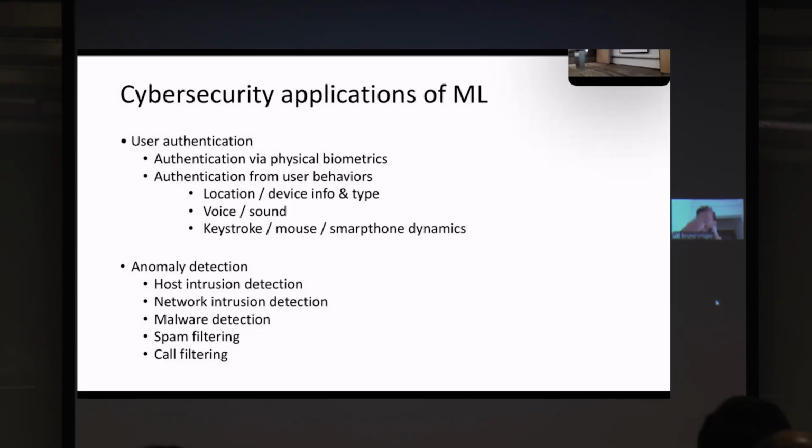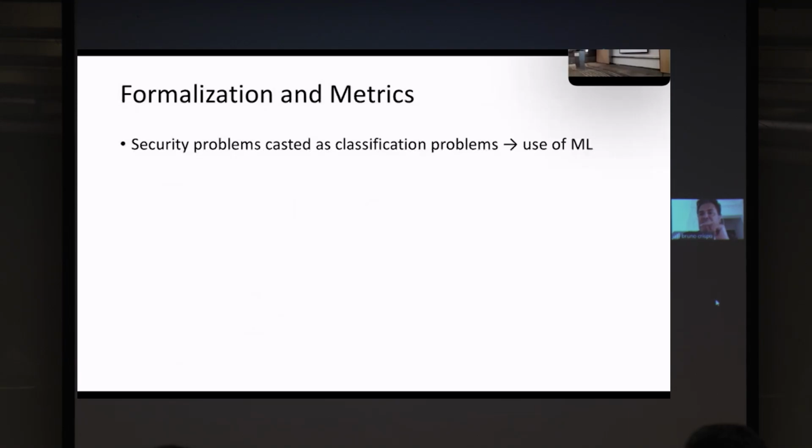And more recently, the same methods, the same machinery, is used, for example, for filtering unsolicited calls from legitimate calls. So there are plenty of examples where we deploy machine learning. These are all security problems that can be cast as a classification problem, one class or n class, but then you use machine learning.